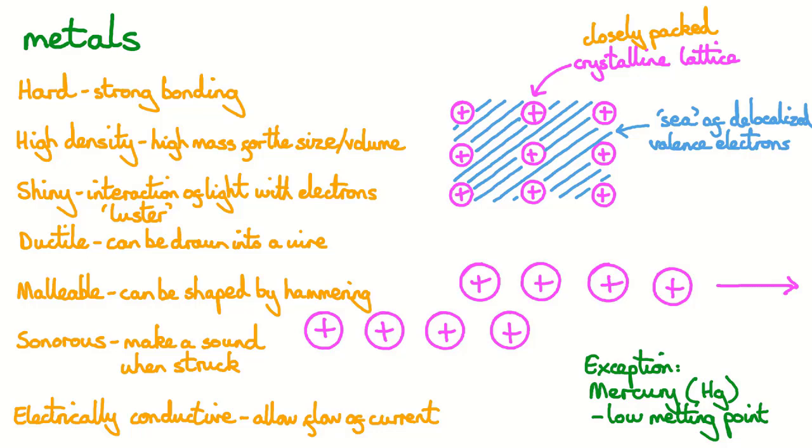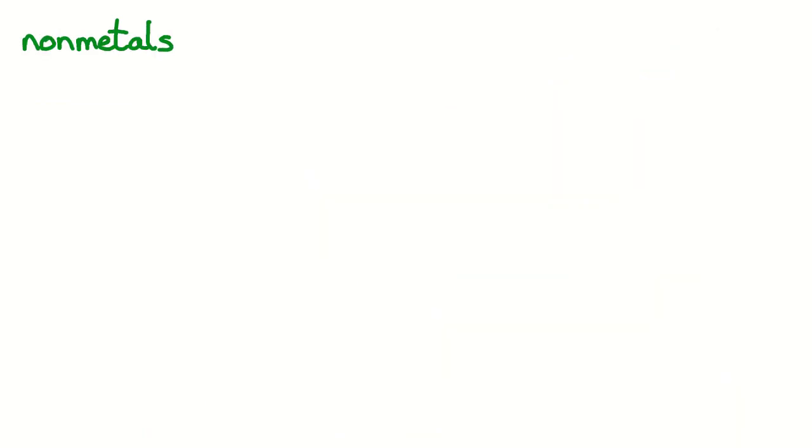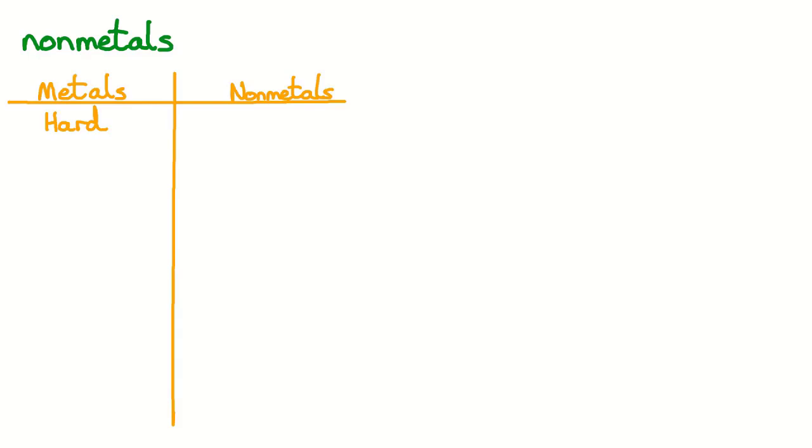Now that we've summarised the properties of metals, let's compare these to nonmetals. The properties of nonmetals are very different to those of metals. For example, we've seen that metals are hard. In contrast, the majority of nonmetals are soft. Just like we did for metals, we can understand many of the properties of nonmetals by looking at their structure.